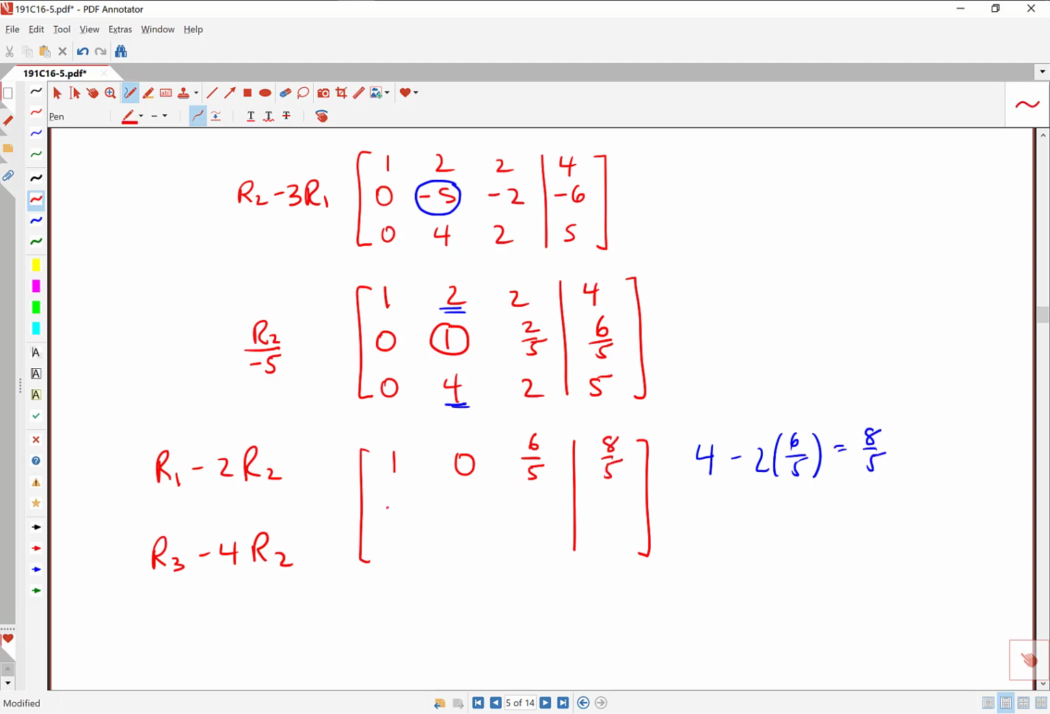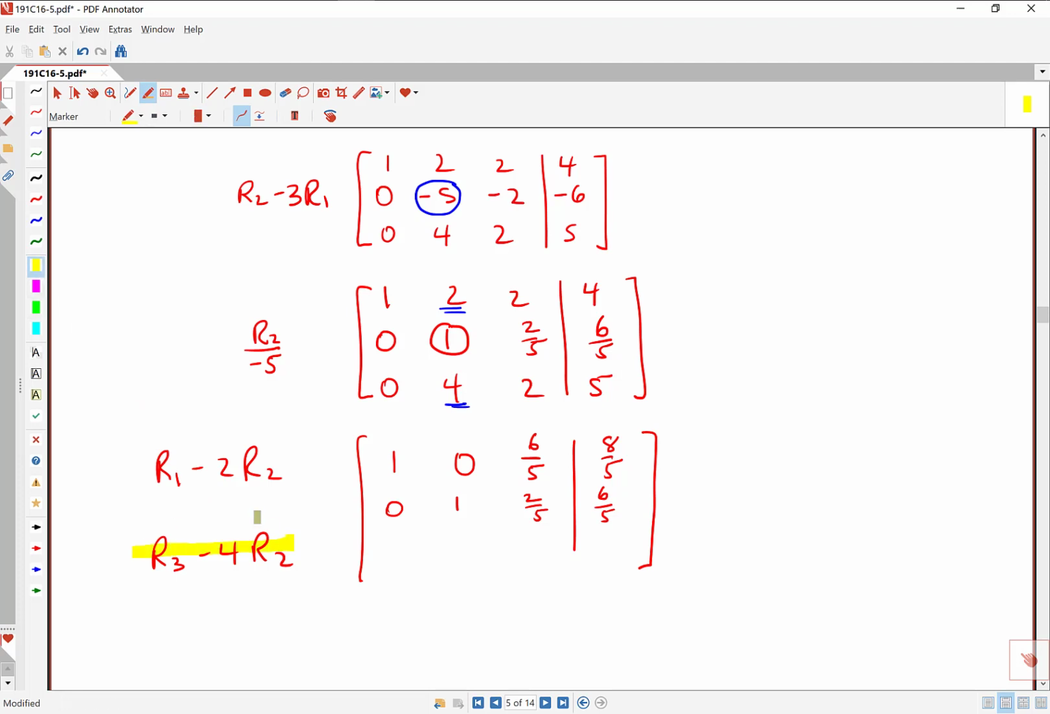Middle row can just get recopied. And then we'll do our last bit of algebra here. Row 3 minus 4 row 2 is what we're going to try now.